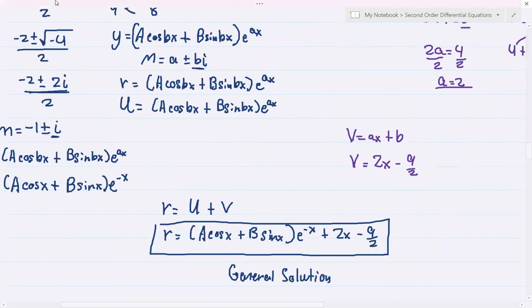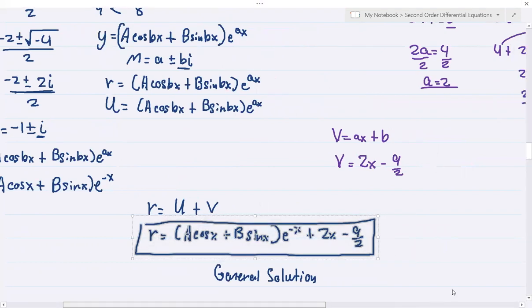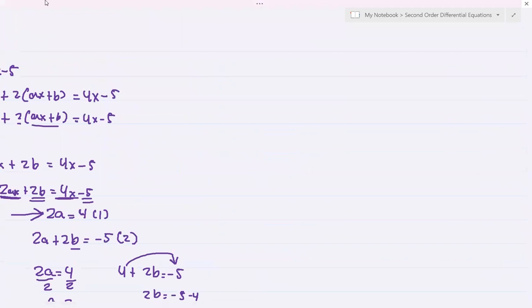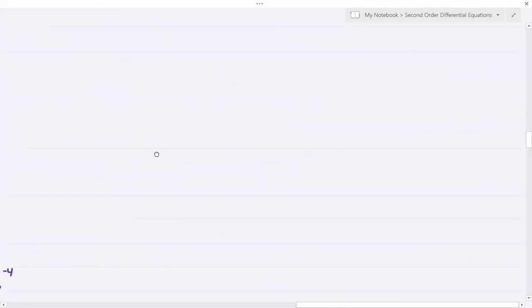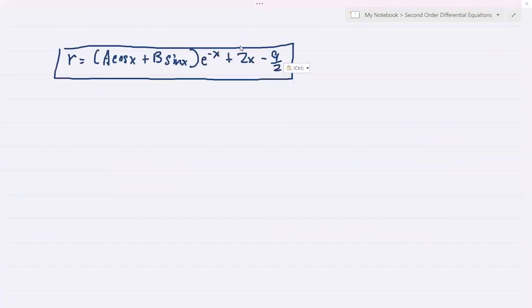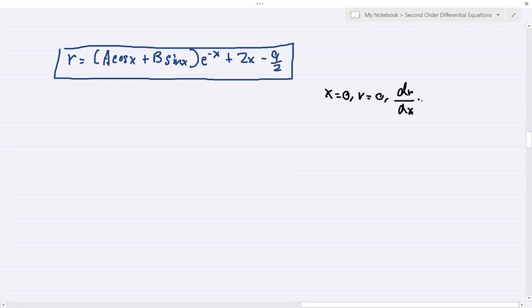Now let's find your particular solution. For your particular solution, let me move to the right now. There you go. I'm going to substitute here. First we have the given: when x is equal to 0, r is equal to 0, and your dr over dx is equal to 1 half. So let's substitute everything in the general solution.